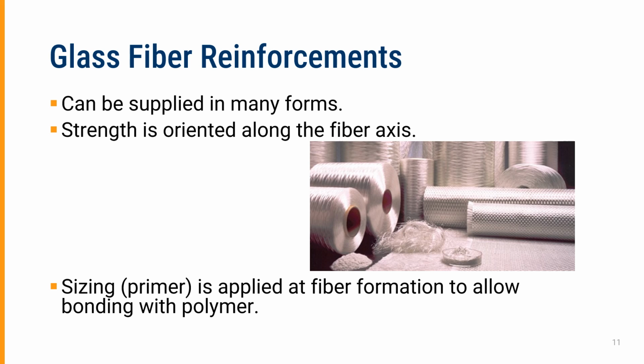Glass and the resin don't normally bond together very well, and so to allow that to happen, sizing, which serves the role as a primer, is applied at fiber formation to allow bonding with the polymer. That sizing is also required for the use of any carbon fibers. They also don't bond to the resin before curing.